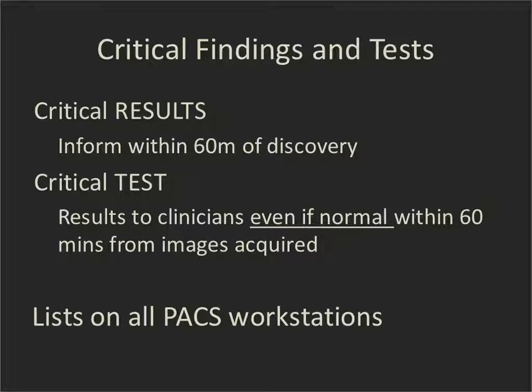So unexpected findings are really defined by the interpreting radiologists, and these are different than critical findings and critical tests. It is a JCAHO mandate that each institution will define its own list of critical findings and critical tests. So these are standard across radiologists within an institution, but not necessarily the same across institutions. Critical results require that you inform the referring clinician and document it, as I'll show, within 60 minutes of discovering that abnormality.